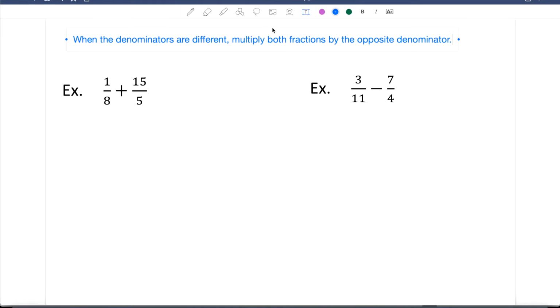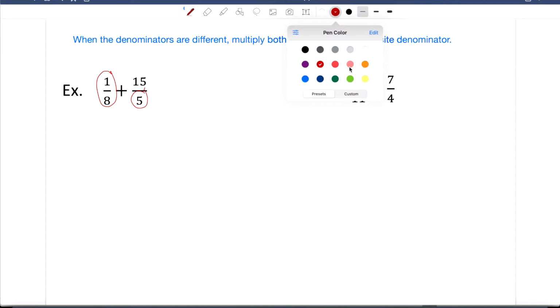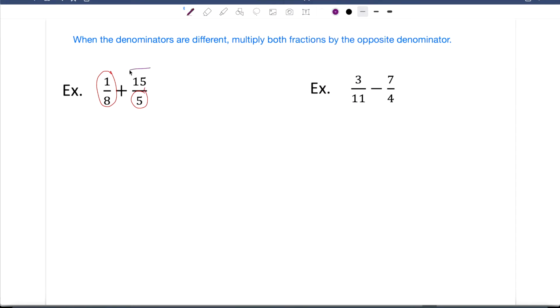Okay, so let me see if this makes sense. When your denominators are different, you're going to multiply both fractions by the opposite denominator. So for example, this fraction, you're going to multiply it by this denominator. And this fraction, you're going to multiply by the other denominator. Opposite, other.